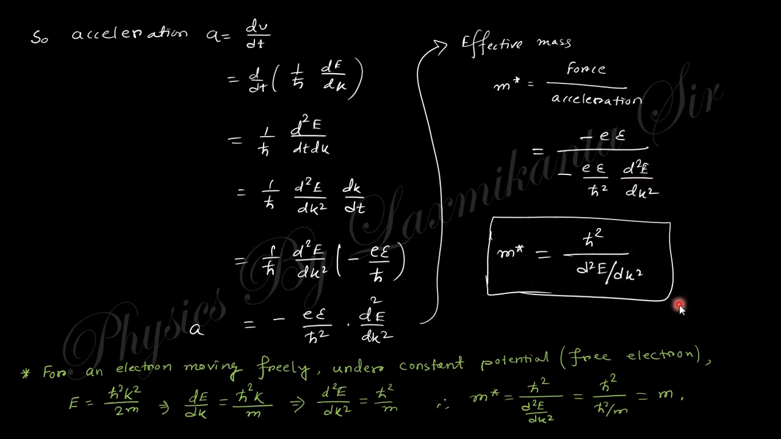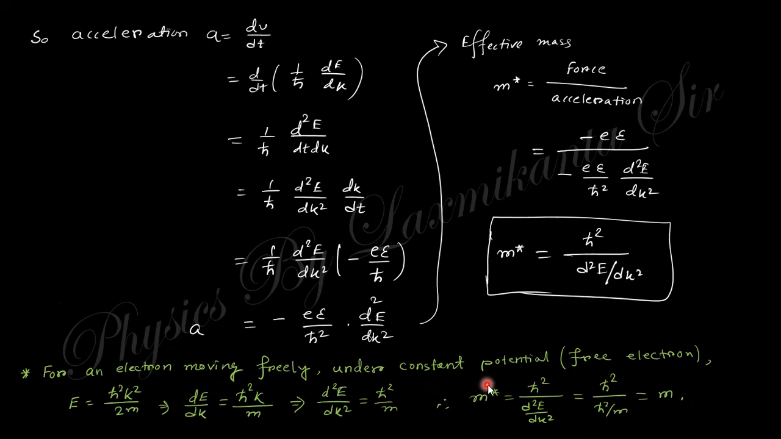Actually, within this material, or the periodic potential region of a material, you get a changed mass. This mass is not the actual mass or the free mass of the electron. This changed mass is what is called the effective mass, which gives you the information within the material. Okay, so this is the expression of effective mass, like that.